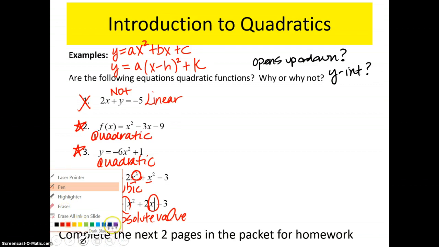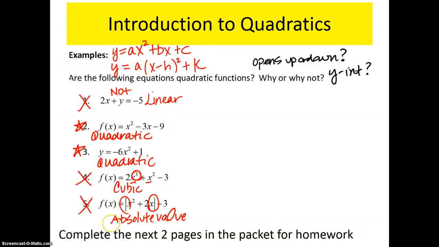So, do they open up or down? Number two, we are looking at A right here. It is a positive 1, and so this opens up. Number three, we're looking at A right here. That's a negative 6, therefore this opens down.